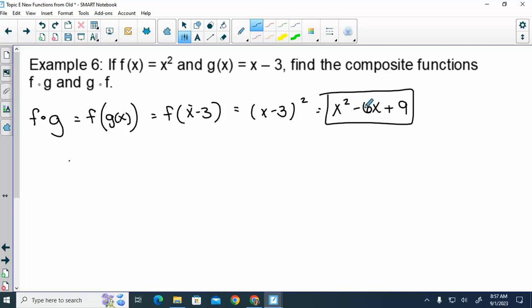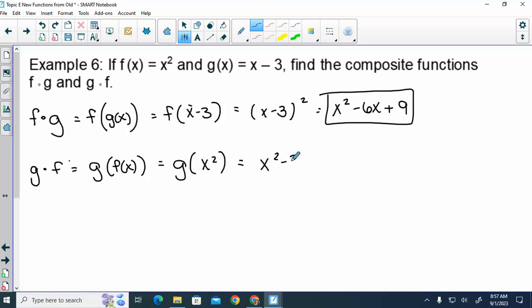Does order matter with compositions? Yes. The other way, G composed with F, means you are going to start with function F. So we start on the inside. F is X squared, and we're plugging that into G. So it becomes X squared minus 3.